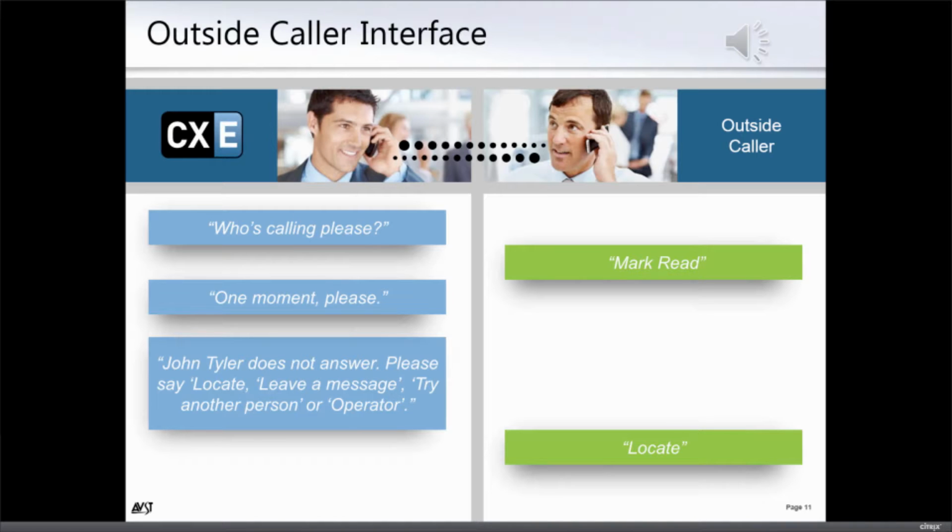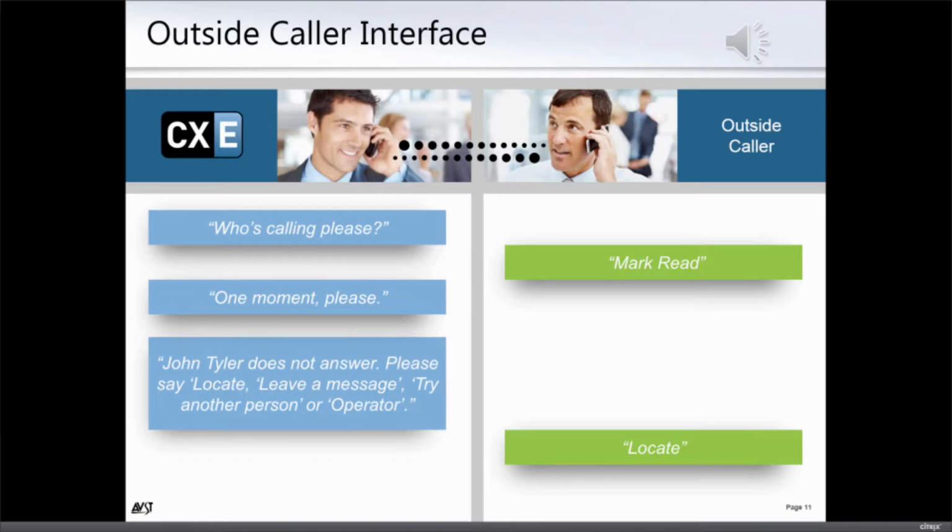We still have a speech interface. And not only is it speech, so it makes sense to them, but we can offer a lot of options very easily. So in the case where, let's say, John Tyler, we'll use him as a name, maybe that's who they were looking for, has a rule that says first ring my desk and then if I don't answer, ring my mobile phone.